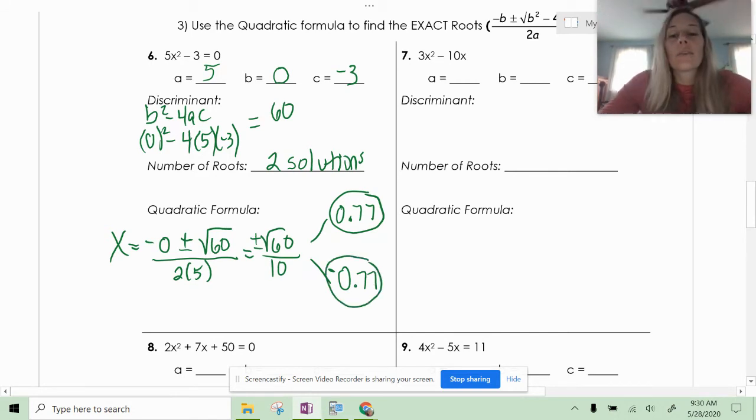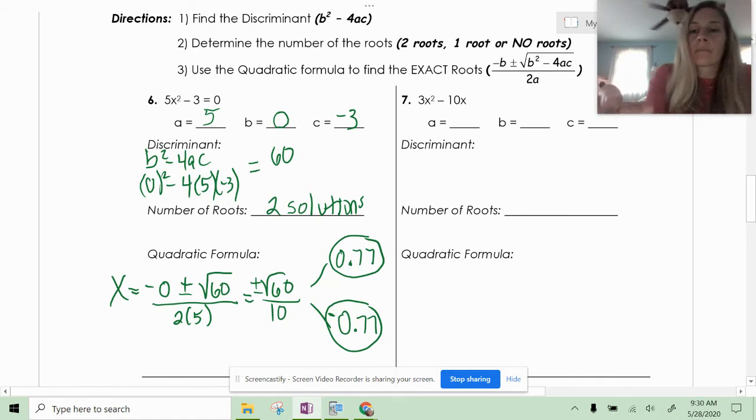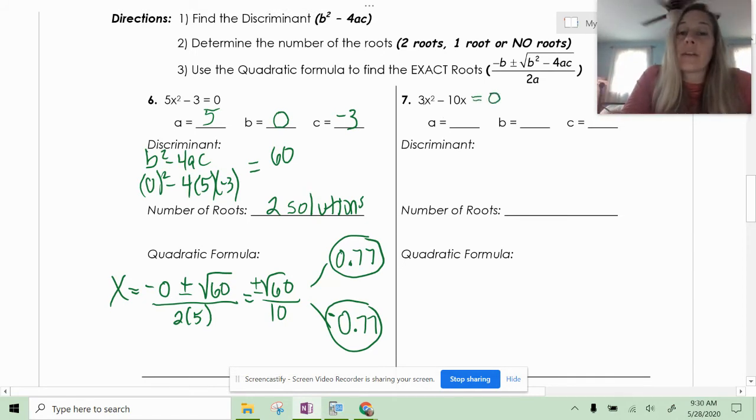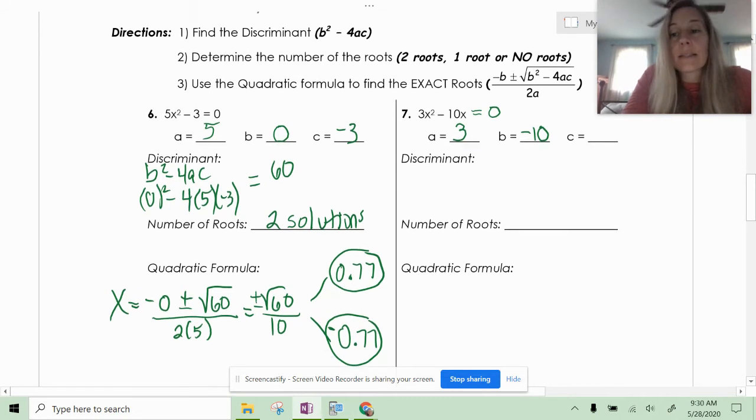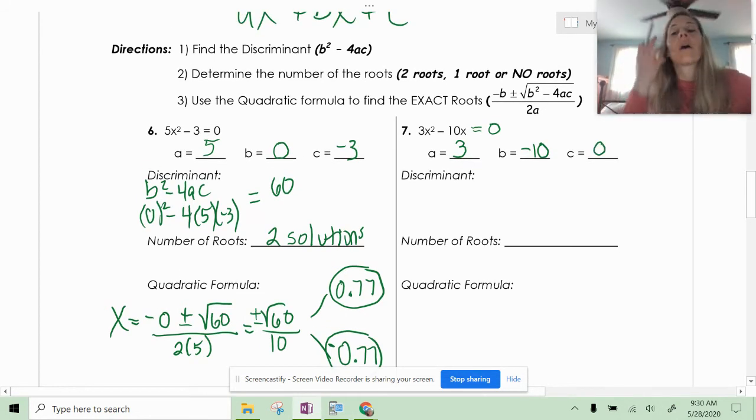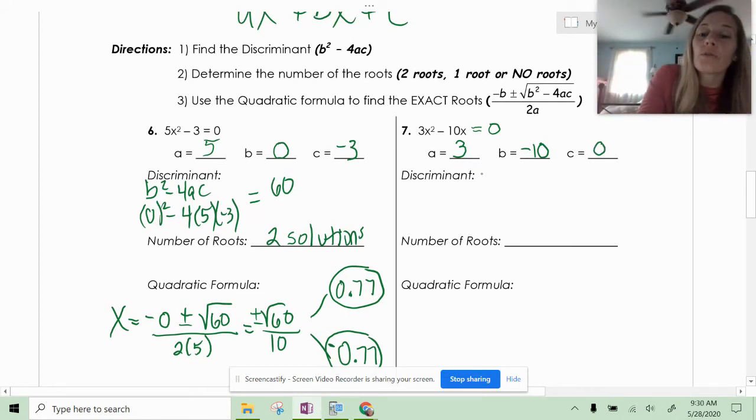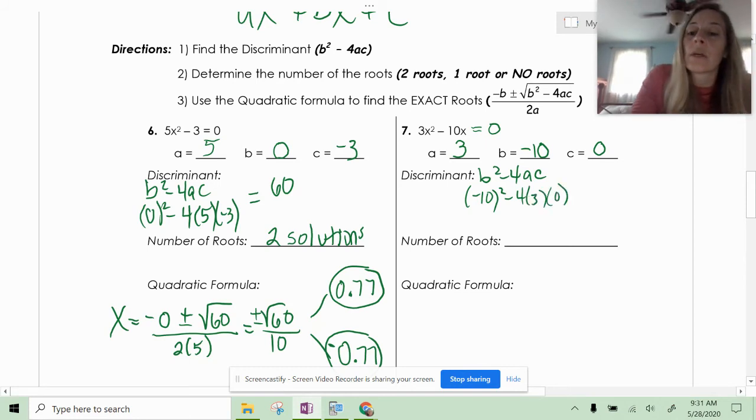All right, so let's try number 7. Now, I think number 7, we just forgot our equal sign here. So A would be the 3 because that's the coefficient for the x squared. B is negative 10 because that's the coefficient on the x. And C in this case is just 0. There is no constant. So doing our discriminant, b squared minus 4ac, we have negative 10 squared minus 4 times 3 times 0.